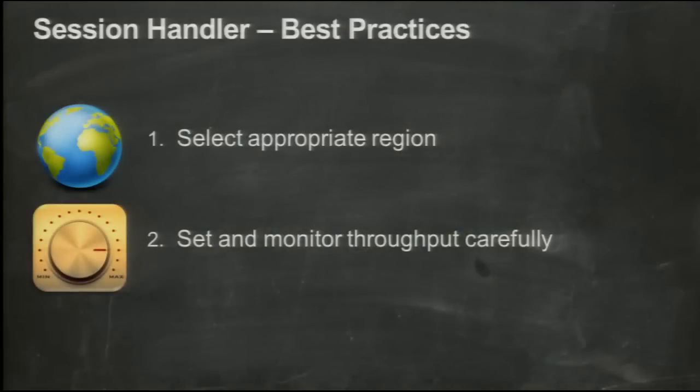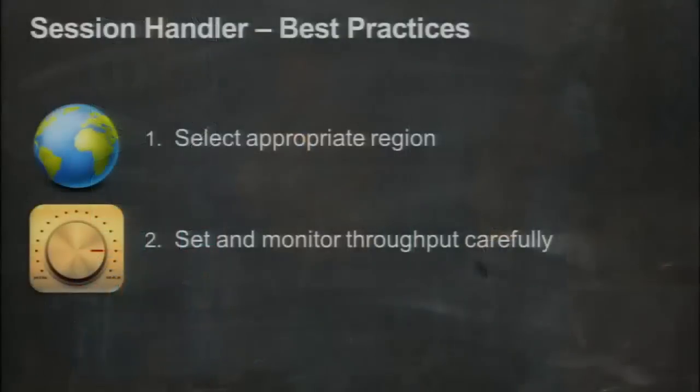I want to also cover a few of the best practices with the session handler. One, you should set an appropriate region for your DynamoDB table. By appropriate, I mean it should be as geographically close as possible to where you're hosting your application to reduce latencies. So in our example, where we're using AWS Elastic Beanstalk, let's say we created our application in the US West 2 or Oregon region. We'd want to create our DynamoDB table for our sessions in that same region.